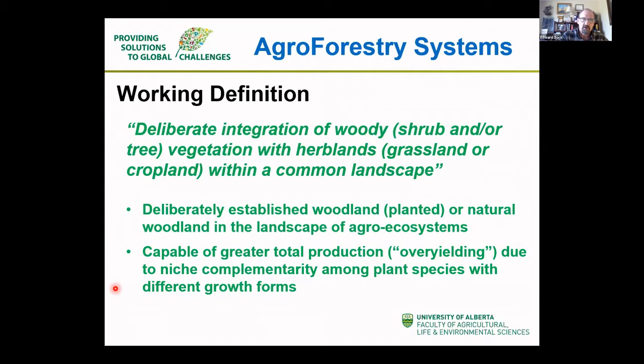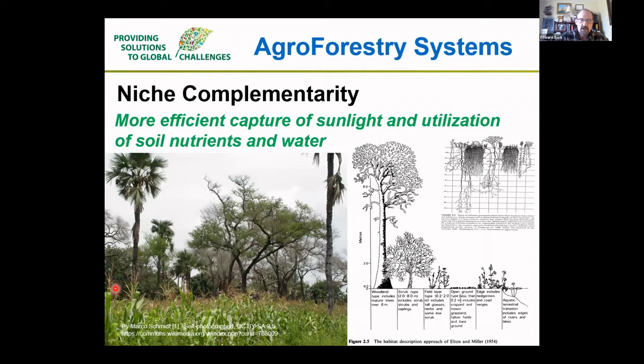And the key component here is that by integrating different growth forms in a common production framework, we're able to get greater total production, which is a phenomenon that we call overyielding. And it's due to what we call niche complementarity among different plant species having different growth forms. I just want to talk about this really briefly. Niche complementarity is basically the more efficient capture of both sunlight and also the uptake of soil nutrients and water. So all vegetation fundamentally needs nutrients, water, and light.